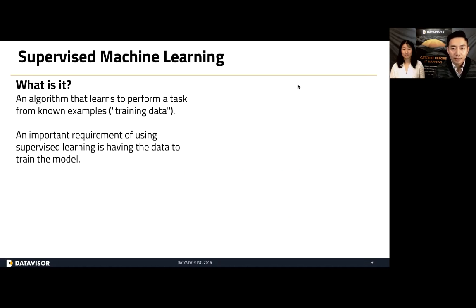Well, it's basically an algorithm that learns to perform a task from known examples. And it's also one of the more advanced tools you have to do fraud detection. But also keep in mind, it's important to have good data to train the model accurately. So in supervised machine learning, we're given a data set and already know what our correct output should look like. And the idea is that there's a relationship between the input data and the output result.